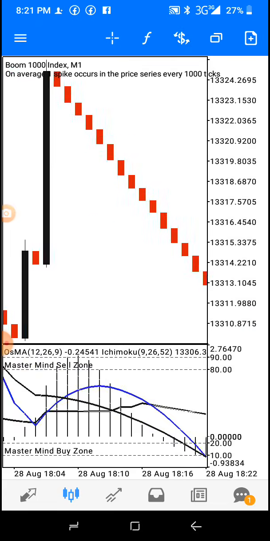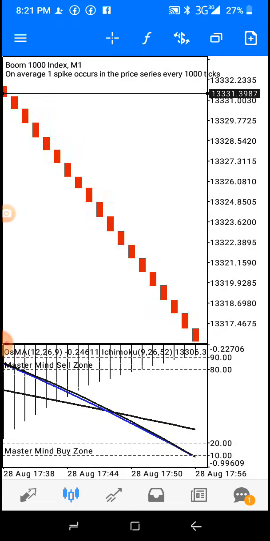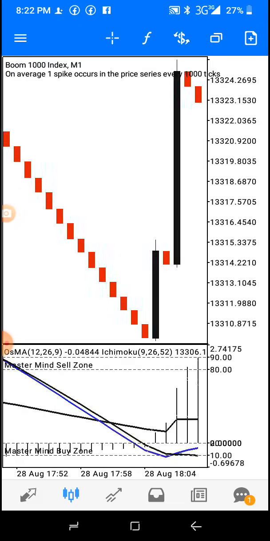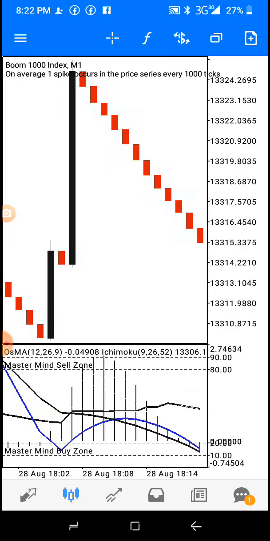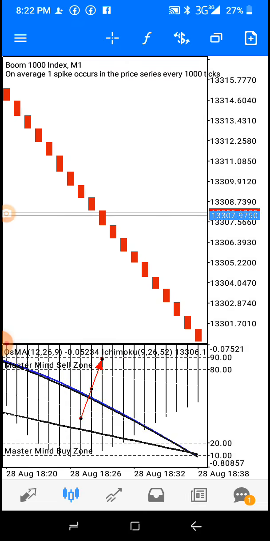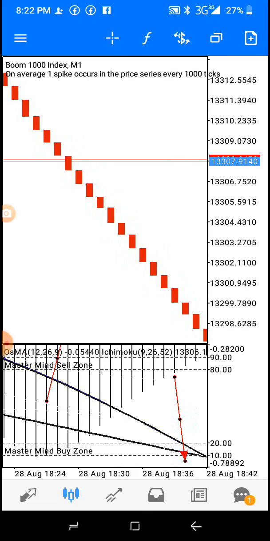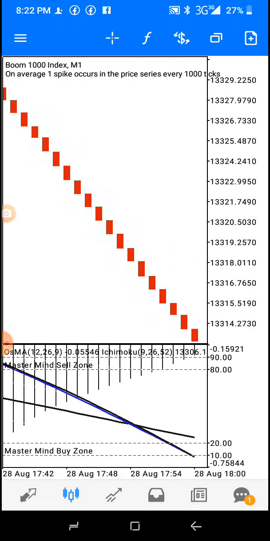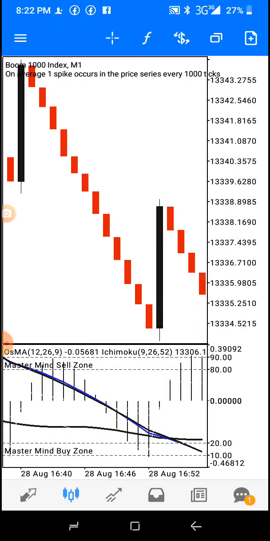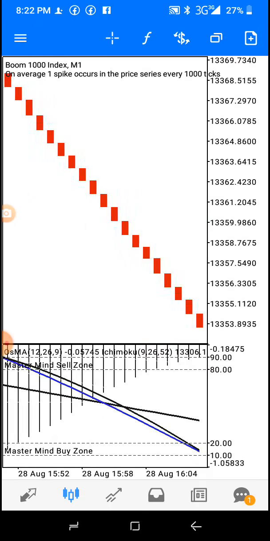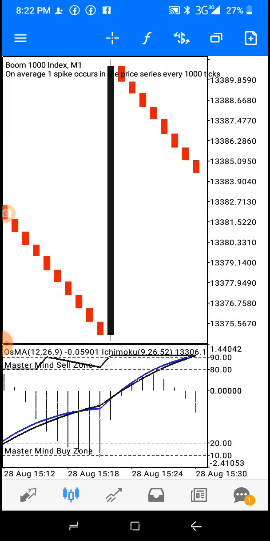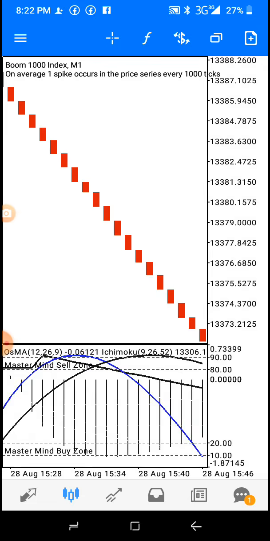Even when the spike came, you can see you still hold your trade. The spike came, it did not even go close to your entry point. You still hold. You TP only when the indicators are meeting. You don't have to be scared. You just have to follow the strategy. I've tested the strategy, and the results are actually awesome.